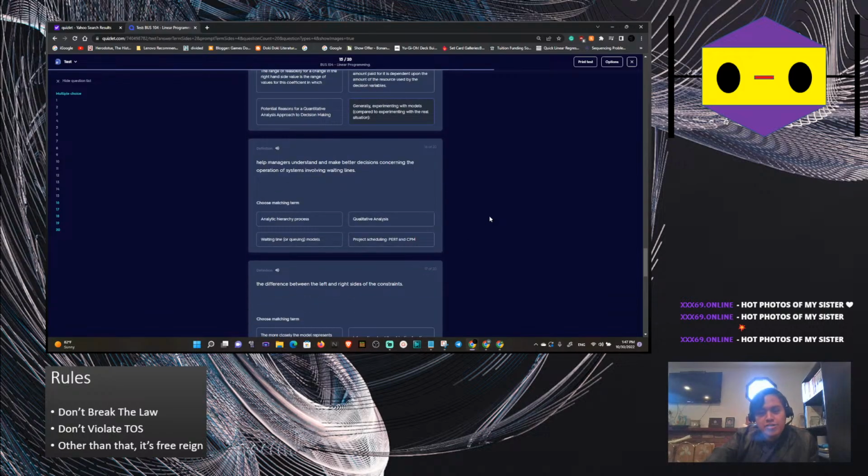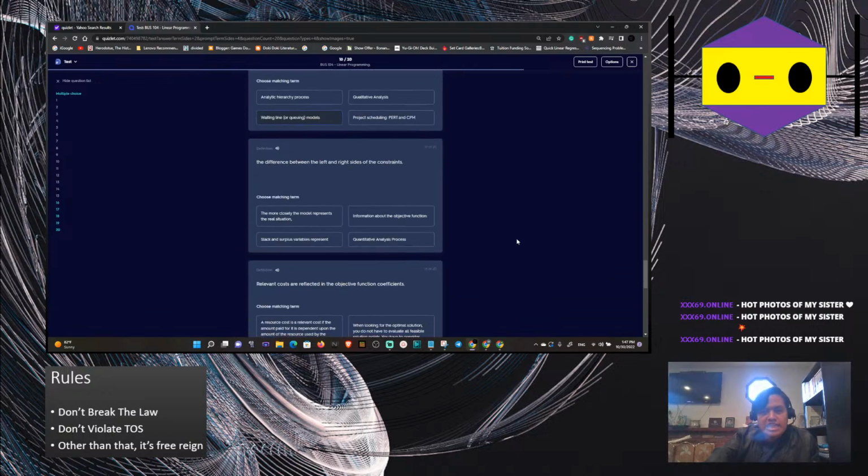Help managers understand and make better decisions concerning the operation of systems involving waiting lines. That is the waiting line or queuing models. The difference between the left and right sides of the constraints: slack and surplus.